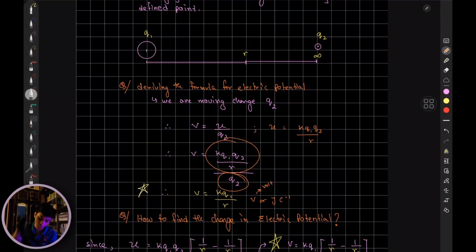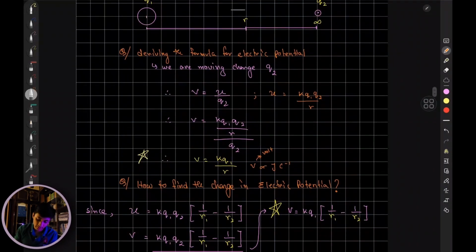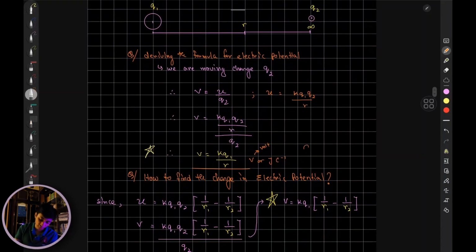Good. So if you do that, you're going to see that the final answer that you get for electric potential is actually k Q1 by R. And this entire thing, mind you, can be expressed as voltage, or you can just say it's electric potential. But both are the same thing. Great. So this is your formula for electric potential. You can remember it, or just remember the main electric potential energy formula and just remember to divide by the charge, and you get electric potential.